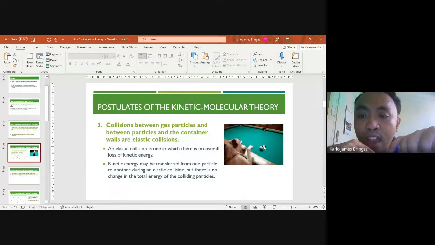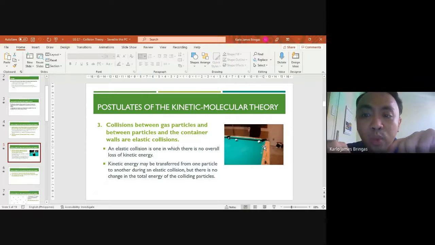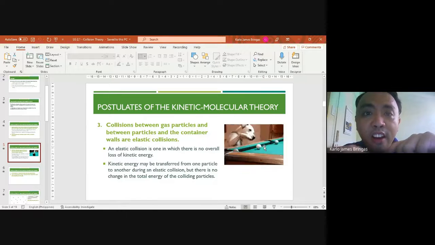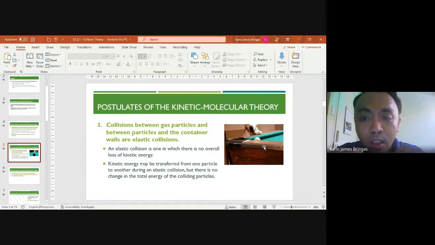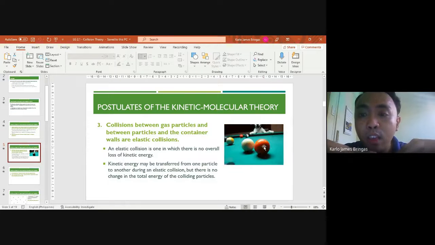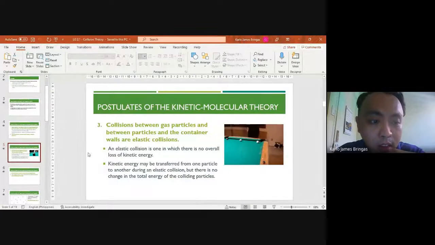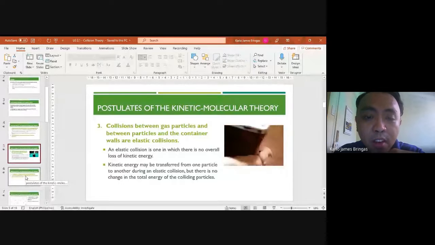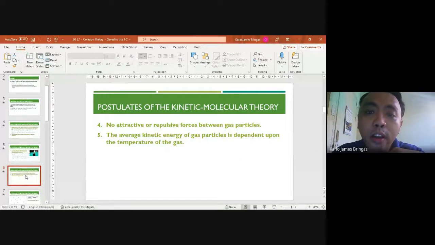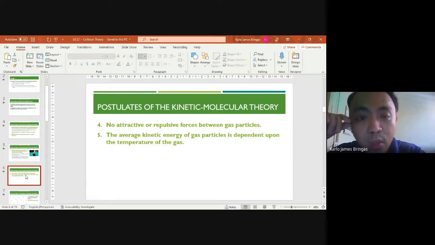So whenever a gas particle collides with another gas particle, they are not attracted whatsoever to each other, so they will always remain gases. The opposite is true as well. Our gas particles also do not exert any repulsive forces towards each other. So that is our fourth postulate.